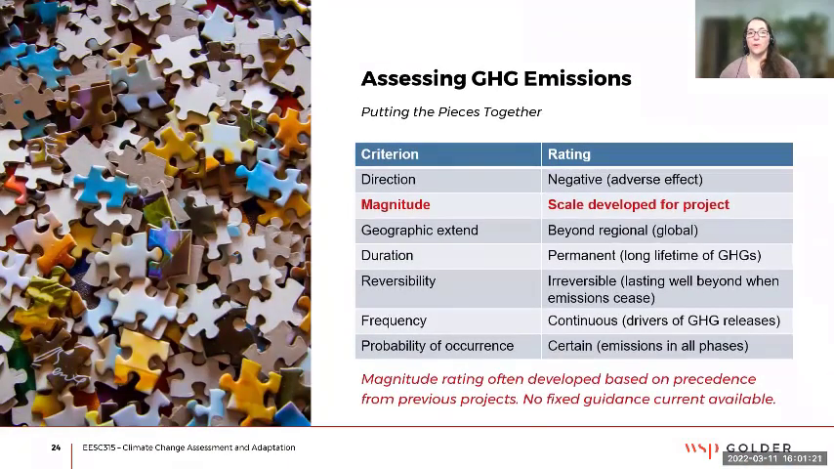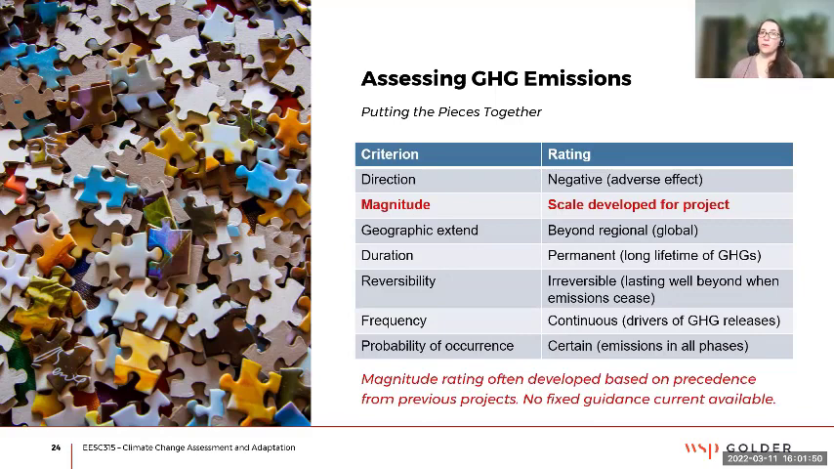When we talk about assigning significance, again, greenhouse gases don't fit the mold. Typically when we're looking at a significance assessment, we come up with a number of criteria that we want to look at for significance. So direction, magnitude, geographic extent, duration, reversibility, frequency, probability of occurrence. These are all different characteristics that are very well defined and flexible for a lot of other disciplines.